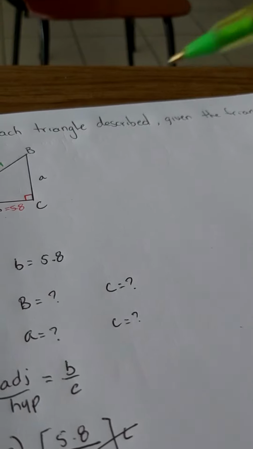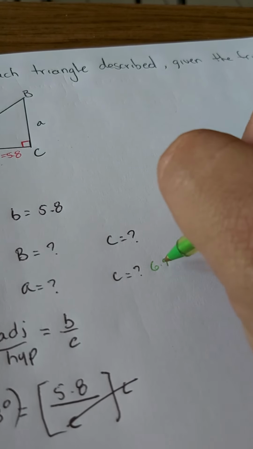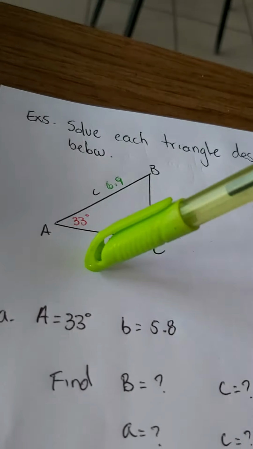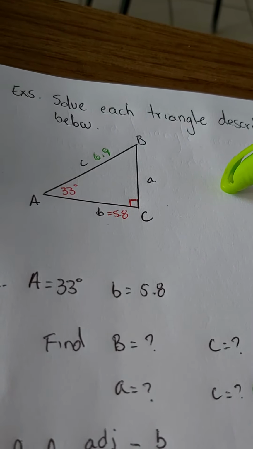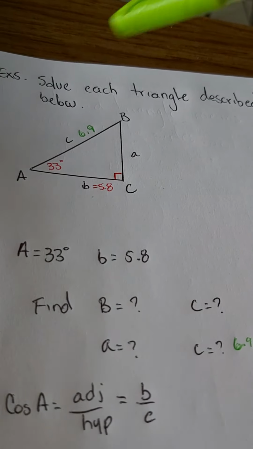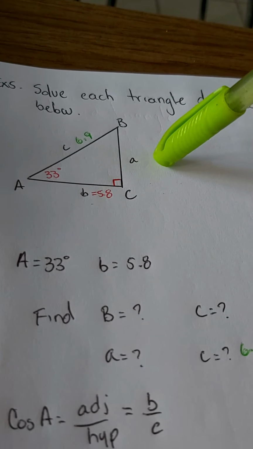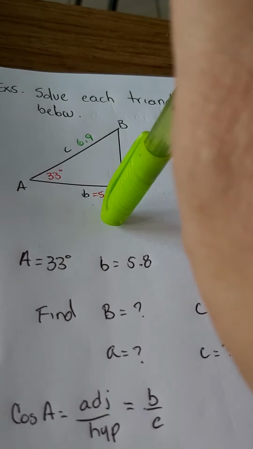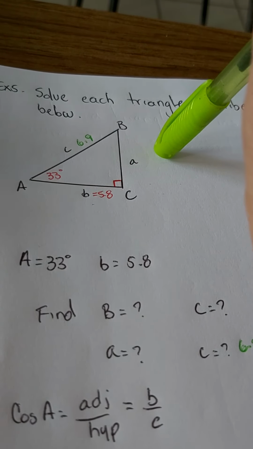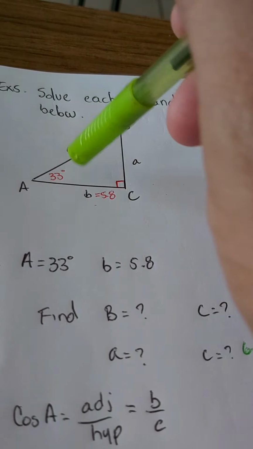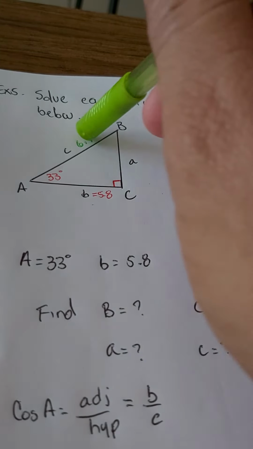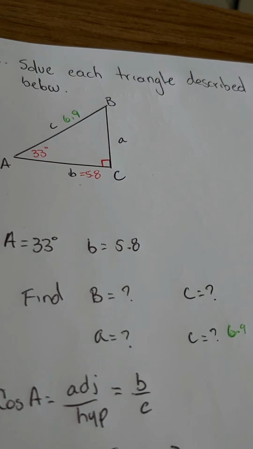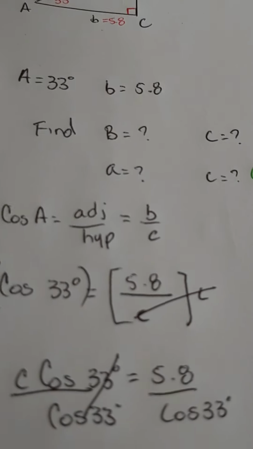Okay, so what are we missing? We have side C is 6.9. Now we have two sides. We're missing one side. How can we solve that? We can use trigonometric ratios. We have opposite over hypotenuse, or we could use opposite over adjacent. So we can use sine or tangent to find A. That's one way. Another way is to use the Pythagorean theorem. Either way will give us the correct answer. So just for fun, I'm going to use sine.